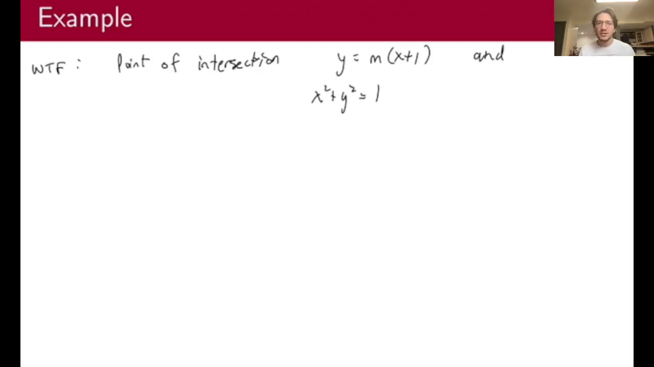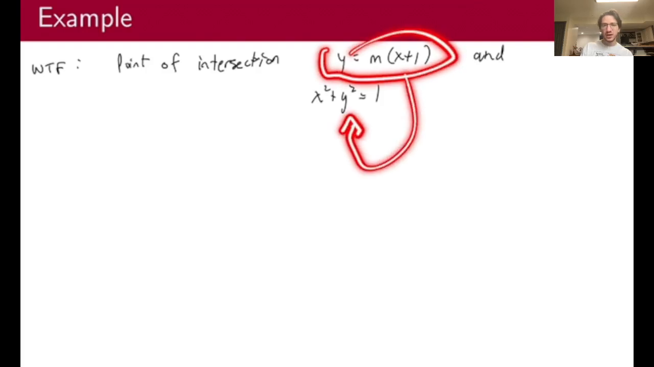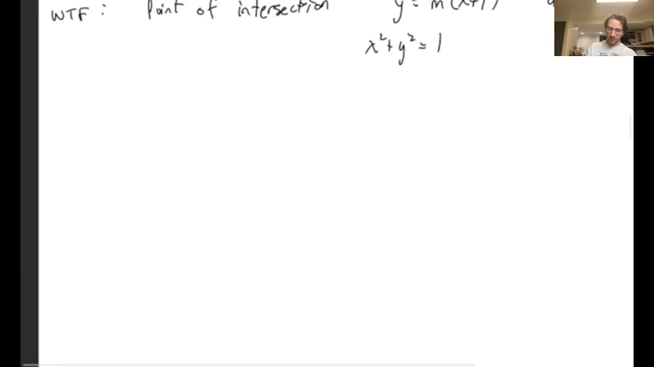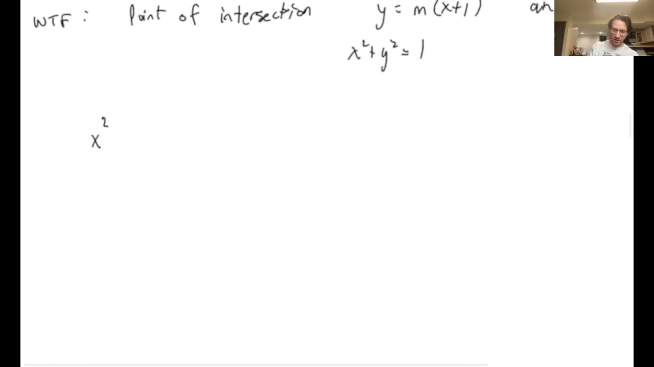In order to do that, that means the x and y values need to be the same thing at the same time. I'm going to plug in the y value here into this circle equation. If they have the same y, then I just need to solve for the x's for which that happens. So if I plug in that y, I get x squared plus m times (x plus 1), squared, equals 1.